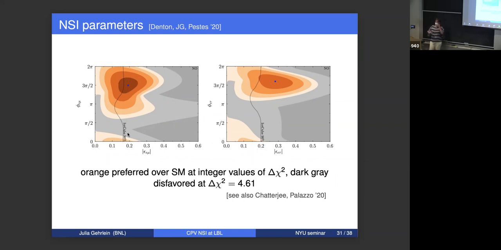IceCube data uses atmospheric neutrinos and can also constrain NSI because the atmospheric neutrinos travel through the whole Earth. And as you can see, the IceCube constraints, which rule out everything to the right of this line, rule out our best fit point. However, still a very good chunk of parameter space is not ruled out by IceCube yet.